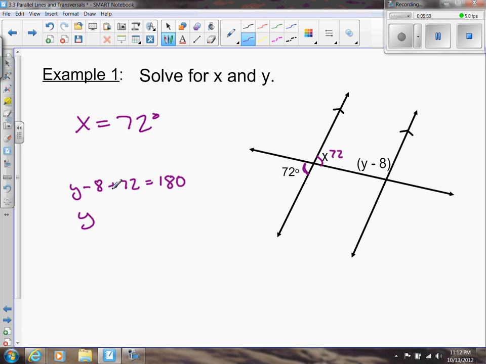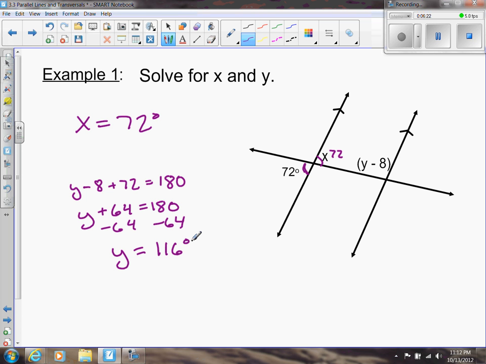If I simplify this, I would get plus 64 equals 180, and if I subtract 64 from both sides, I'm going to get y equals 116. And then I can double check my work. I feel like I might have made a mistake here.